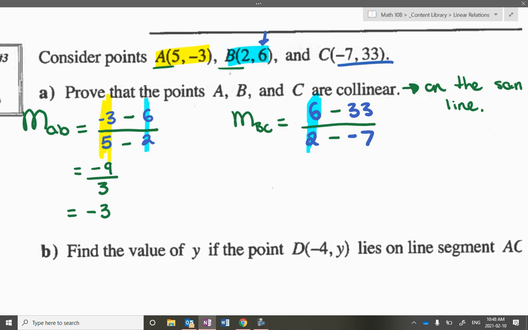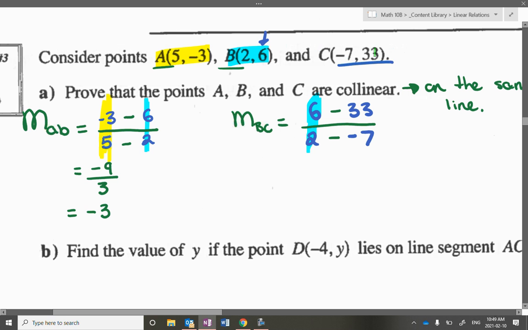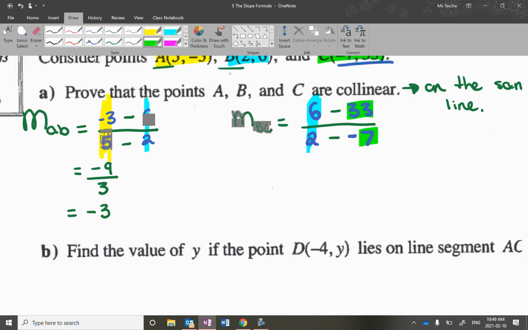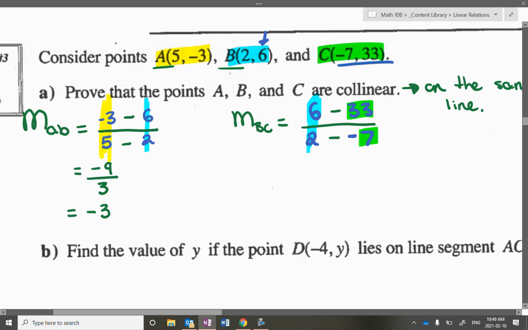Go ahead, Camden. Whatever works for you. If you're someone who makes mistakes with it, put brackets. 6 minus 33, what does that give us? Good, -27. 2 minus -7. So 2 negatives side by side. Good, makes addition. So 2 plus 7 gives us 9. -27 divided by 9 gives us -3. So they have the same slope, so therefore they're collinear.